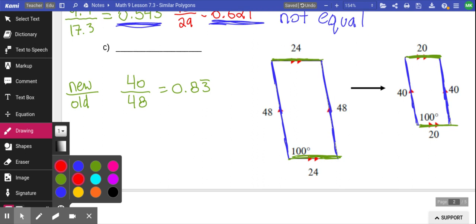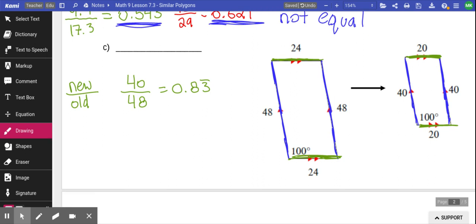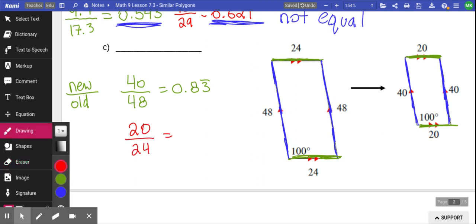If I want to check the tops and bottoms, it would be 20 new divided by old, 24. You put that in your calculator and you get 0.83 repeated. That means the top and bottom grew at the same rate as the two sides. These are the same. If the scale factor is the same, you have similar shapes.